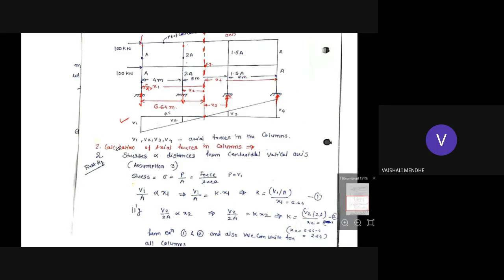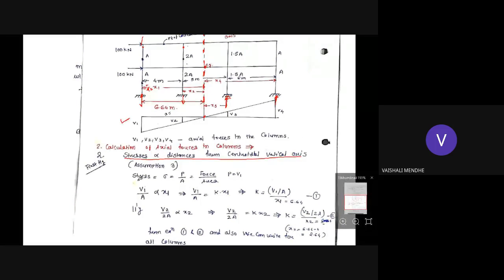So in the second step, we have to calculate the axial forces in the columns. So how will we get these axial forces in the columns? Axial forces in the columns you'll get with the help of this third assumption. That is, stress is directly proportional to the distances from the centroidal vertical axis. Okay. So we'll use this relation. So stress, you know that sigma, it is the ratio of force per unit area.